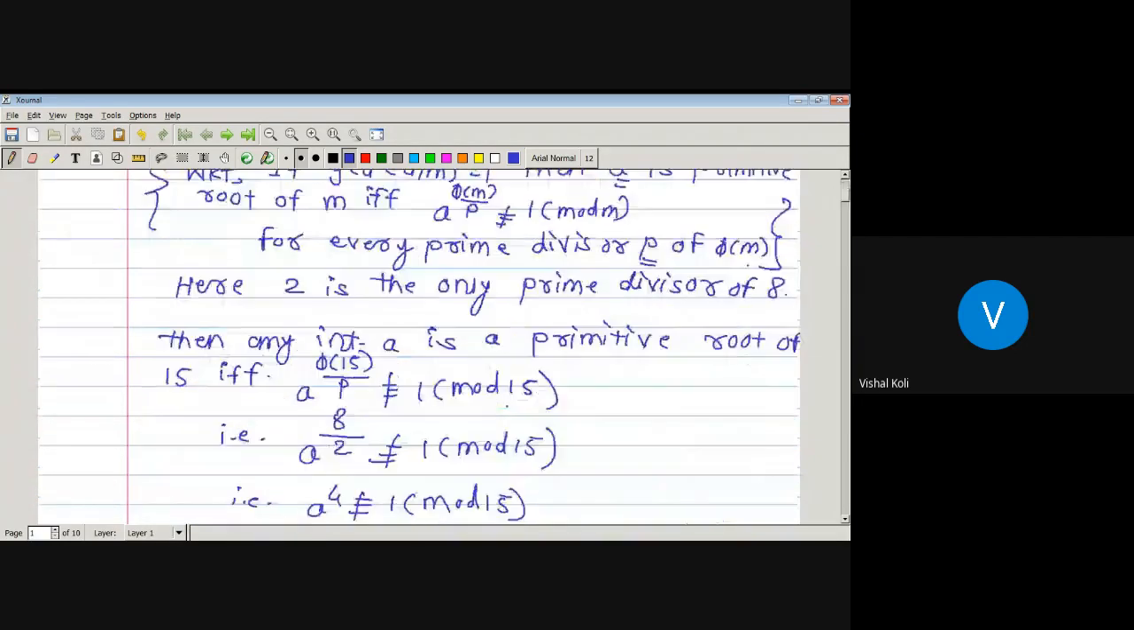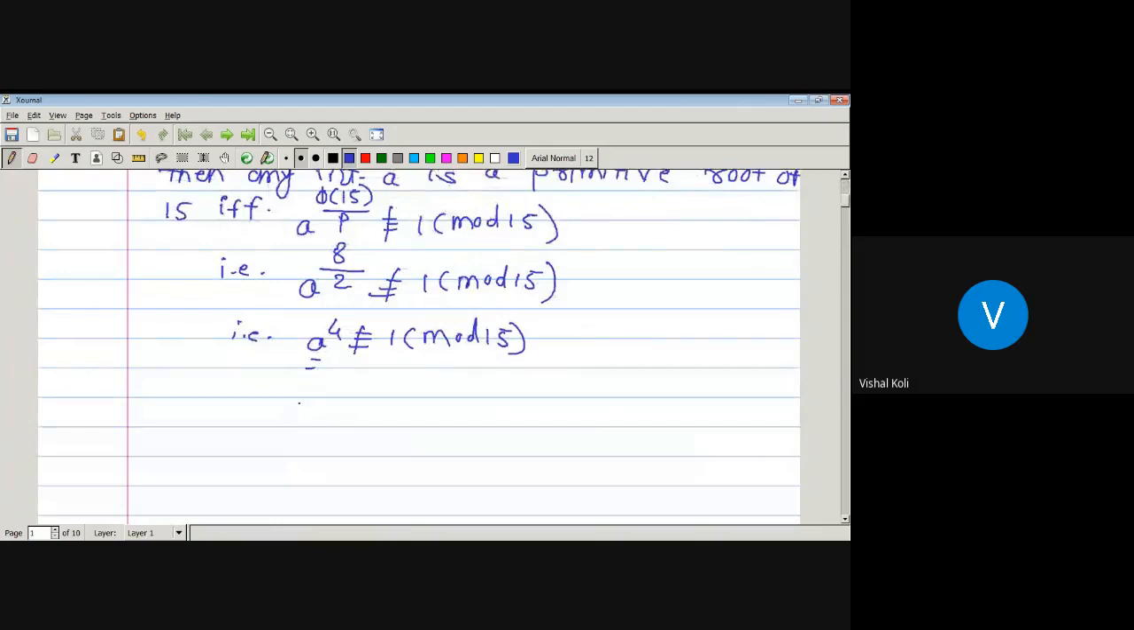But we know that 1 is congruent to 1 modulo 15. Then 1 to the power 4 must be congruent to 1 modulo 15. Then by this star, 1 is not a primitive root of 15, since 1 to the power 4 is congruent to 1 modulo 15. For any primitive root a, we have a to the power 4 is not congruent to 1 modulo 15. But here we get 1 to the power 4 is congruent to 1 modulo 15. Therefore, 1 is not a primitive root.